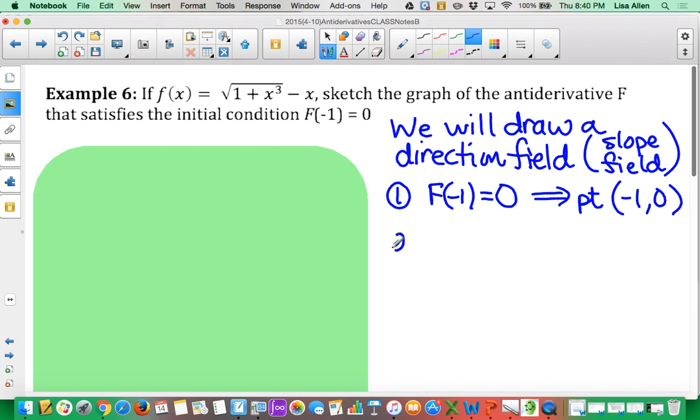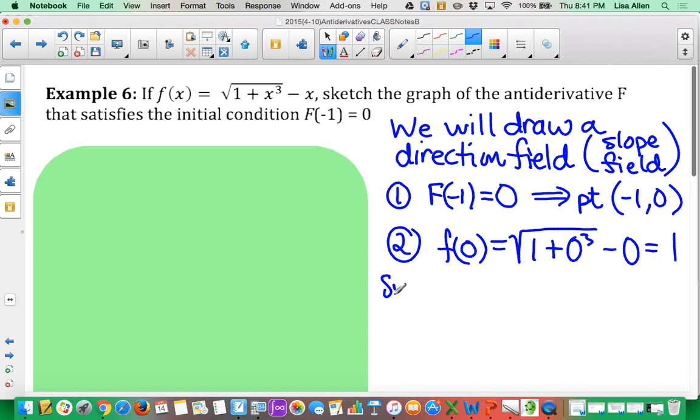Then it says we have the function f of x. Let's look to see what this looks like. I'm going to treat f like the slope, because if I take the antiderivative of f, think of f as the derivative and the antiderivative would be the function. So f of 0, treating it like the slope: the square root of 1 plus 0 cubed minus 0 would be equal to 1.